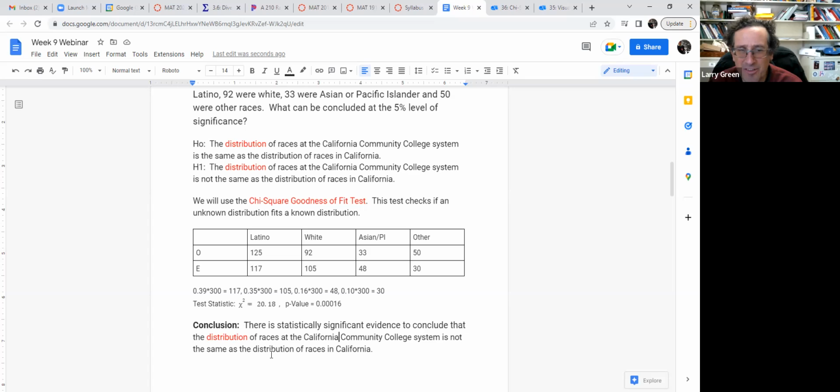So any questions on the conclusion? So once you've written your H1, it's really easy to do the conclusion. It's either statistically significant evidence or there's statistically insignificant evidence to conclude. Any questions at all on the chi-squared goodness of fit test?